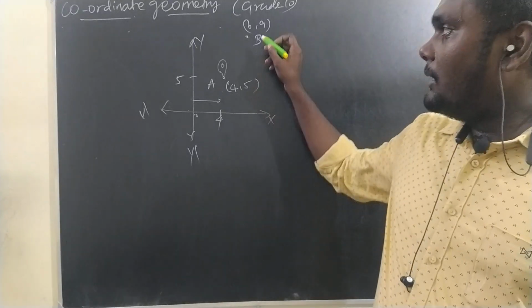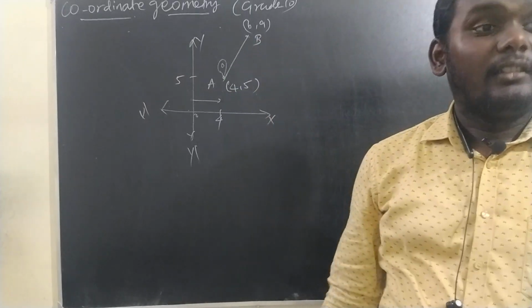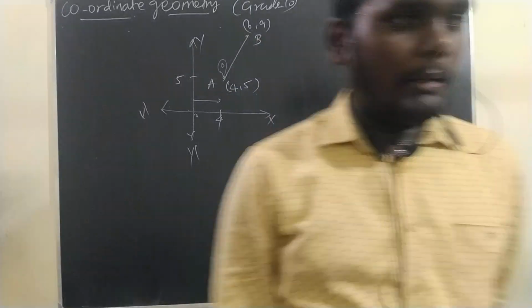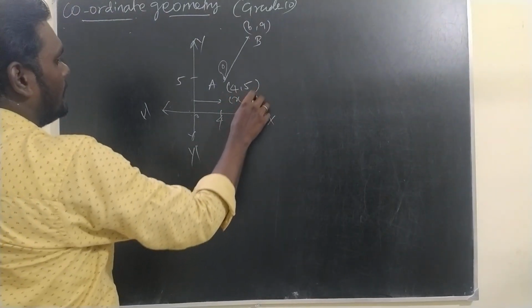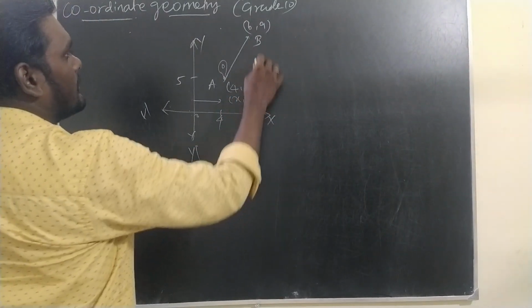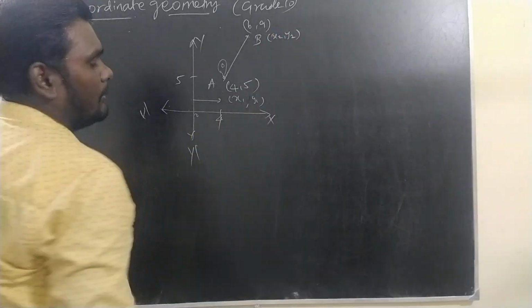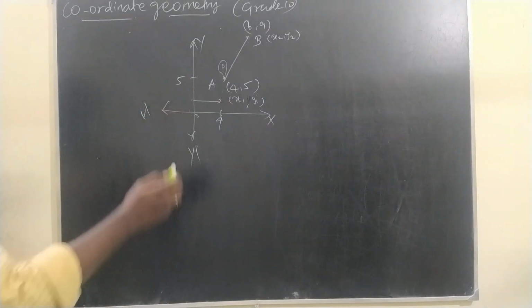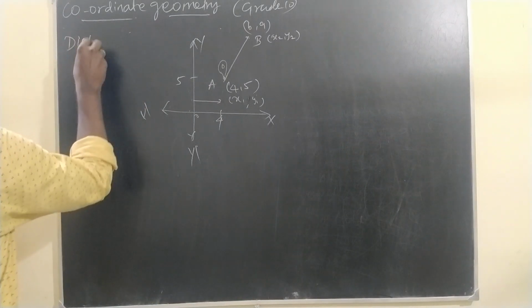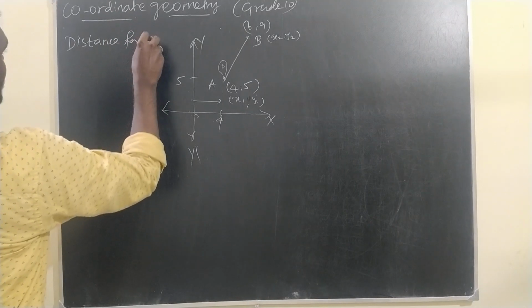Now, coming back to this, what's the distance between these points? We need to find out. So, there is a formula. See, instead of this 4, 5, I am marking this as x1, y1. Instead of this, I am marking this as x2, y2. Okay. Now, the distance formula. Are you writing all this?